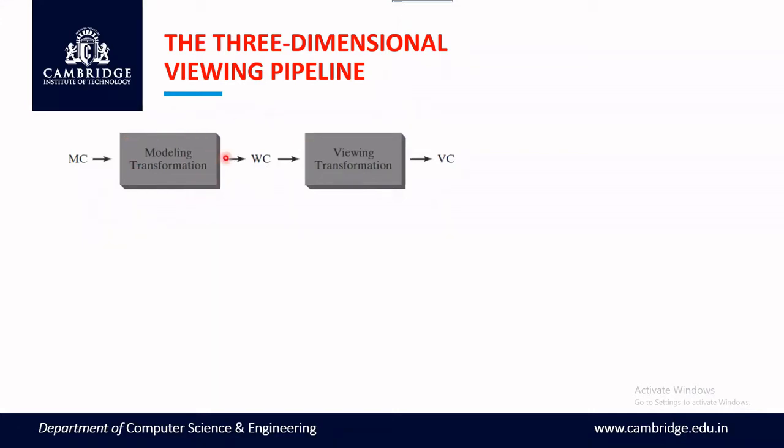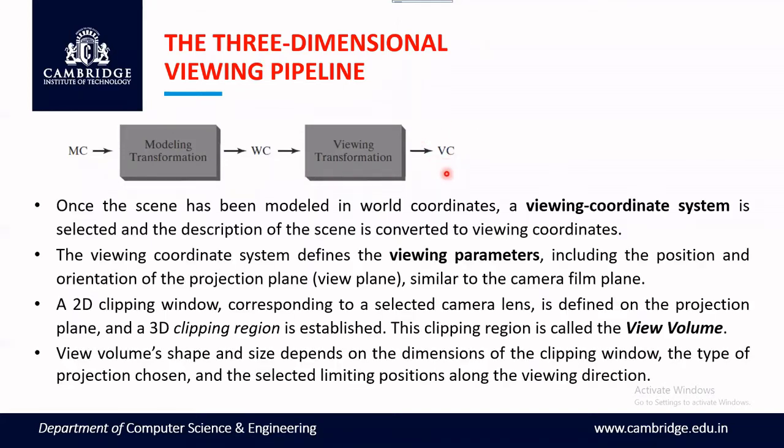Once you get the world coordinates, we convert it into the viewing coordinates. In the viewing coordinate system, we specify the viewing parameters. That is, we specify the view plane, and we specify the position and the orientation of the view plane. We also define the clipping window. Here in 3D, it is the view volume.